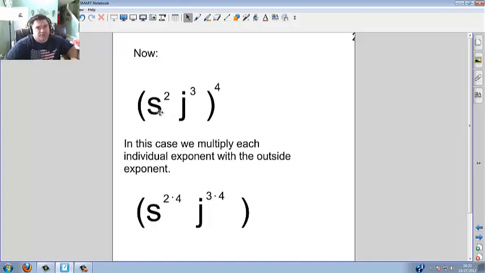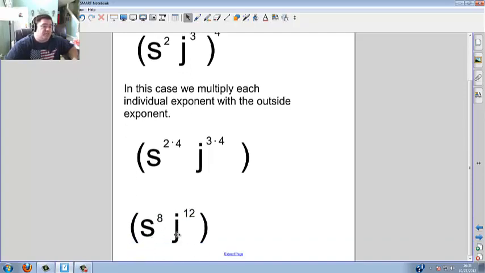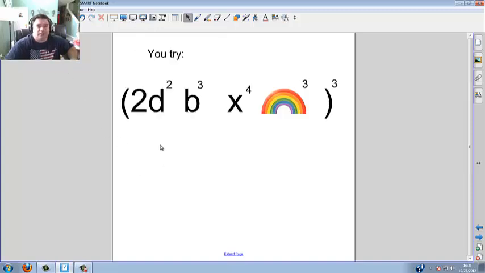Not as hard as it looks. Ignore this for a minute and just take s squared to the 4th power. So 2 times 4 is 8. And j cubed times 4, 3 times 4 is 12. So really it just becomes s to the 8th, j to the 12th. No biggie. Give it a try.